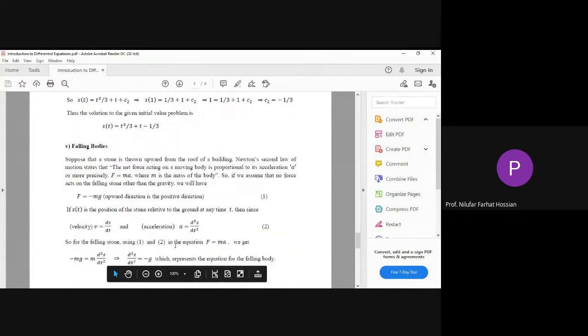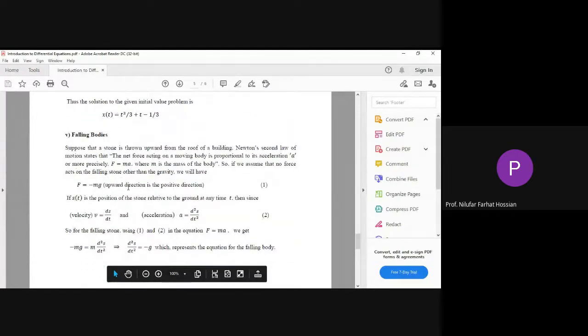Okay, and I think this was the last example, so let us have it now. Falling bodies. It comes from Newton's second law that the net force acting on a moving body is proportional to its acceleration a. F equal to ma. This is the very famous second law of motion coming from Newton in physics. Second law of motion: force equals mass into acceleration.